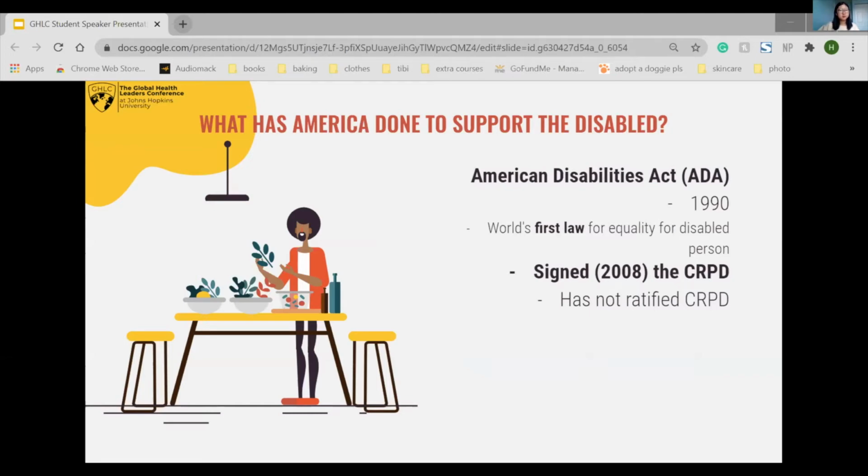Currently, America has been known to be one of the most progressive countries in terms of legislation for disabled people. One of the most prominent being the Americans with Disabilities Act. Established in 1990, it was the world's first law of equality for disabled persons. This legislation prohibited discrimination based on disability, preventing employers from asking questions about a disability during interviews and mandating accommodations in public areas. America has signed but has not ratified the CRPD.